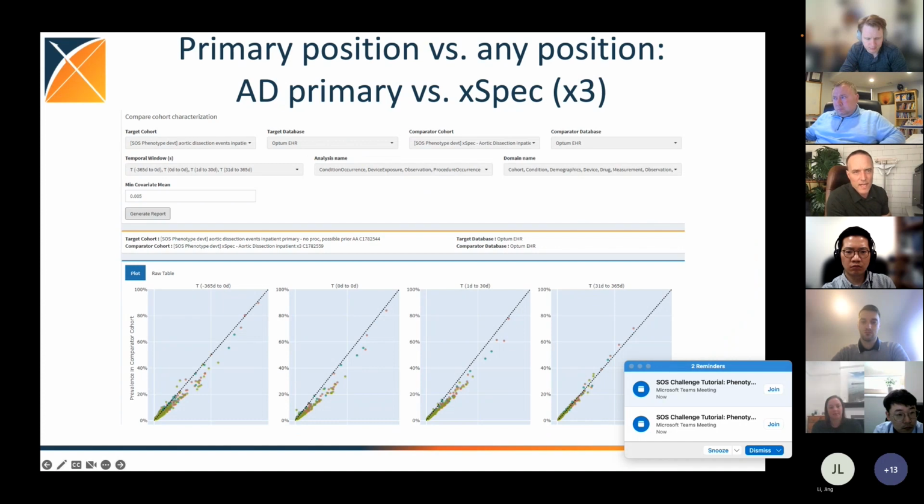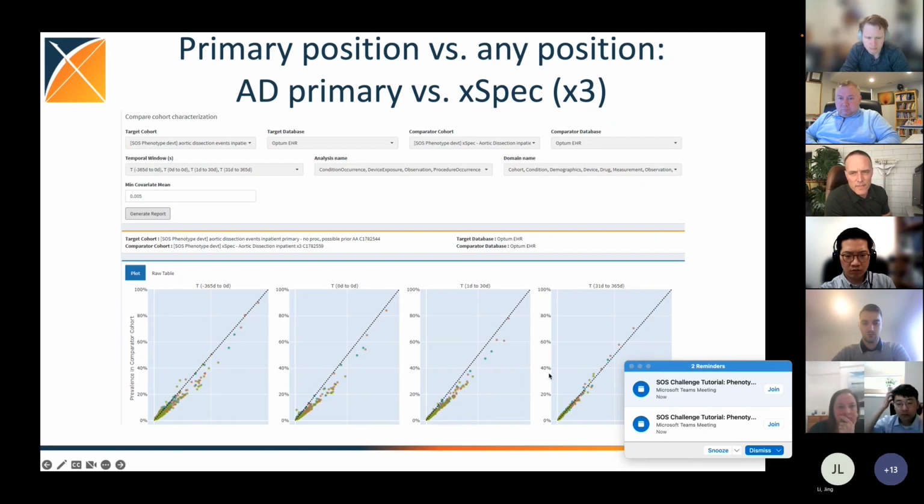So here's what I found in my attempts to separate aortic dissection versus aortic aneurysm and aortic aneurysm rupture. I cover the first two here, but the results from that third one are similar. In particular, looking at aortic dissection in the primary position versus some very basic XSpec cohorts, which just required 3 occurrences, so 3 condition occurrences in a hospitalized record of aortic dissection. What we thought was interesting is that you see some elements here that are off diagonal. I'm just looking here at the plots, and I think they provide a high-level overview, the plots that can be generated with the cohort comparison tab.